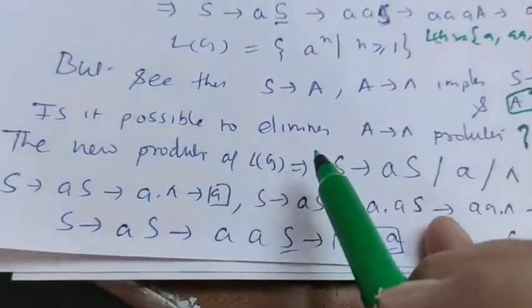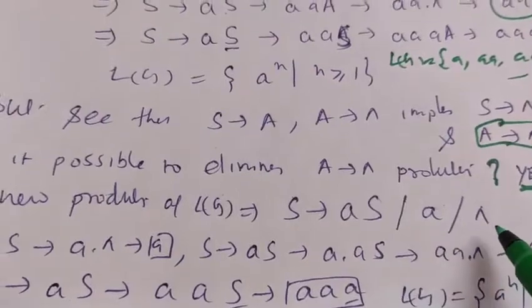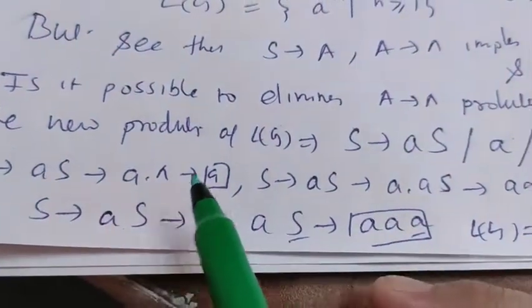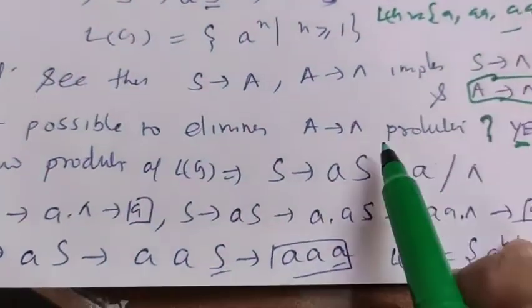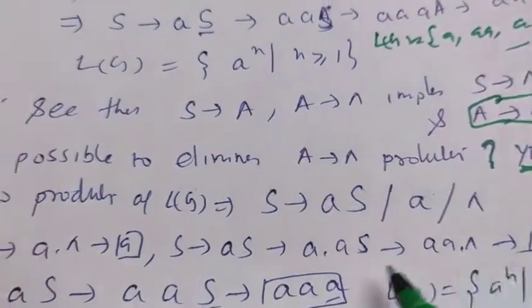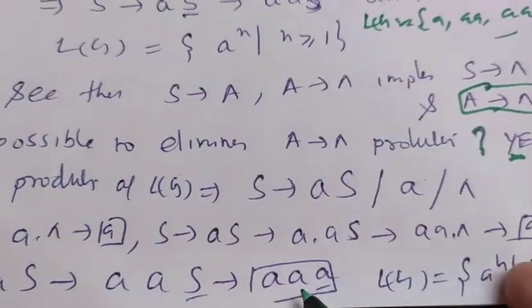The new productions of L(G) are S tends to AS, S tends to A, and S tends to null. How is it? So S tends to AS, A, null, A. Again we are making the string: S tends to AS, then double A, S tends to null, double A. And similarly S tends to AS, S tends to AAS, and triple A.